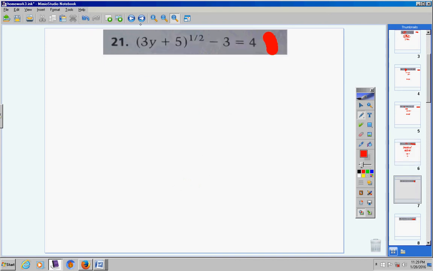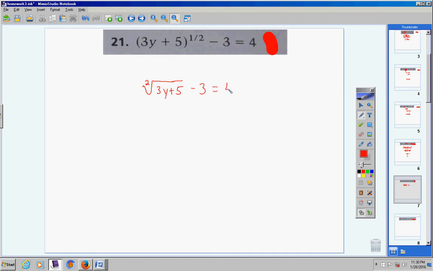Alright, number 21. We have another rational exponent equation. So I'm going to rewrite it as a radical. Alright, so here we go. The bottom of my fraction goes here. And then I have 3y plus 5, all of that to the 1 power. Okay, now anything to the 1 power is just itself, so I'm not going to worry about the 1 power. Alright? And then minus 3 equals 4.